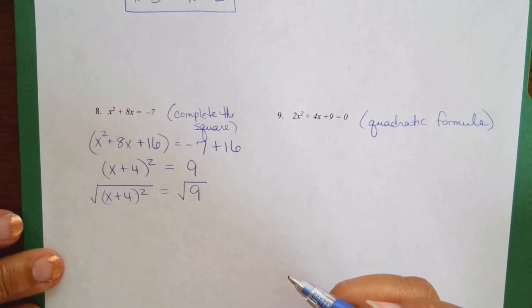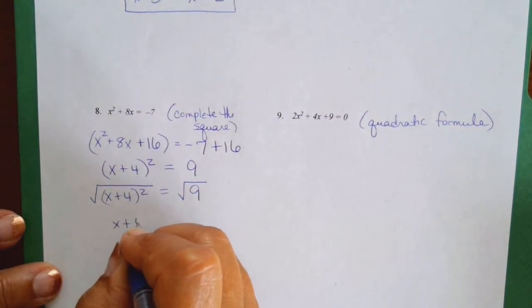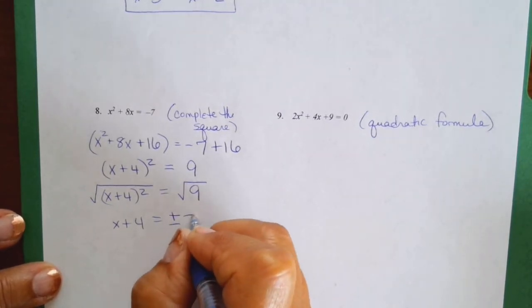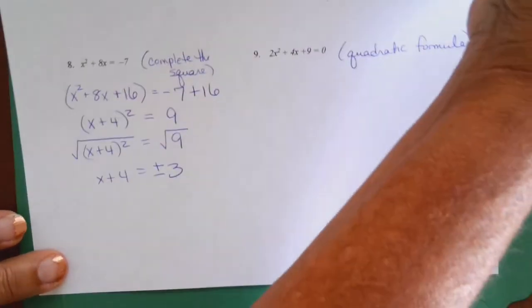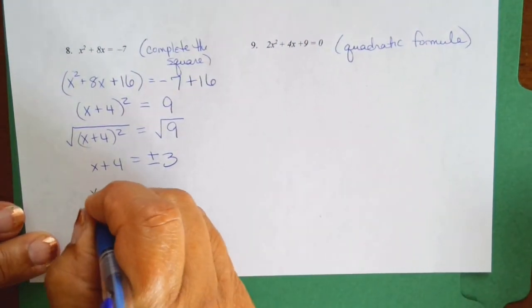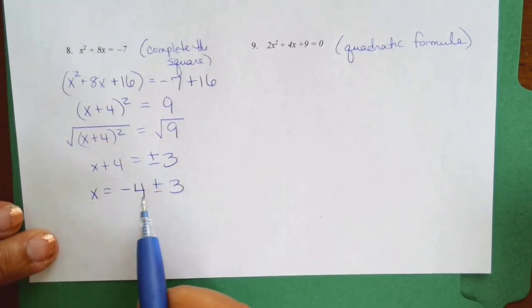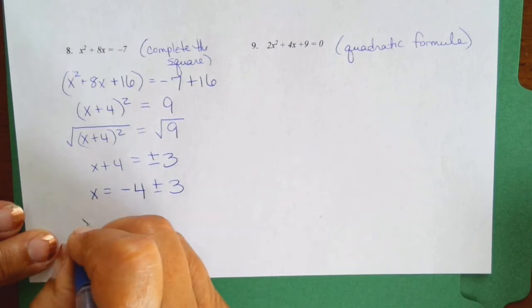Okay? So square root undoes the squaring, so this side leaves you x plus 4. And the square root of 9, remember, is plus and minus 3, right? There's 2 answers for that. Okay. And now you're going to solve for x, so you're going to subtract 4 on both sides. So you got 2 things to do. You're going to do negative 4 plus 3, and then you're going to do negative 4 minus 3. That's why you're going to get your 2 answers.